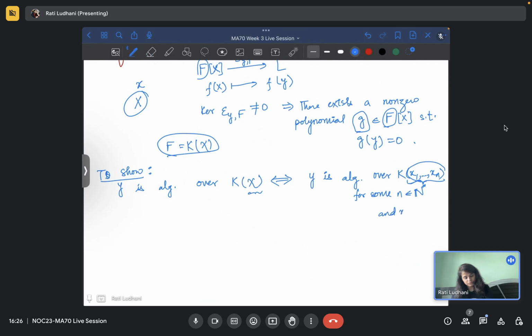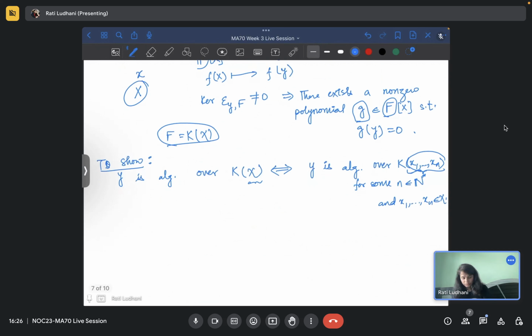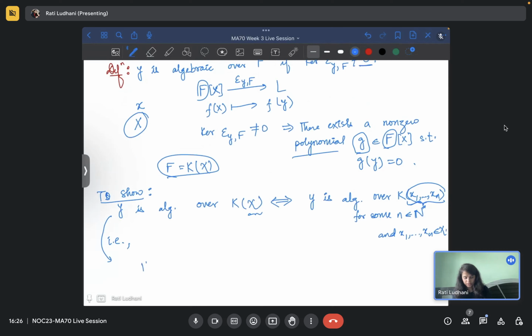And x1 to xn belongs to chi. Okay, so what does this equation mean? In terms of this polynomial and kernel, the kernel of epsilon y comma k chi is non-zero if and only if the kernel of epsilon y comma k x1 to xn, for again fixed x1 to xn in chi and n belongs to n star, is non-zero. You have to prove this.